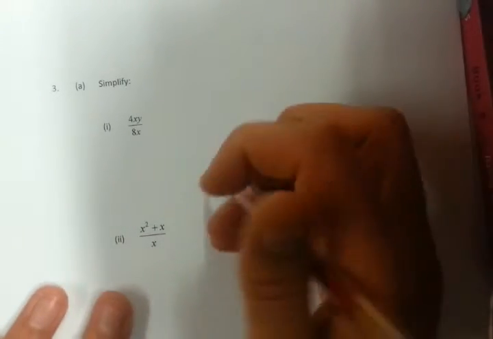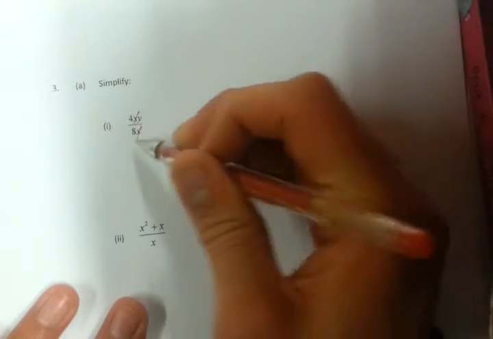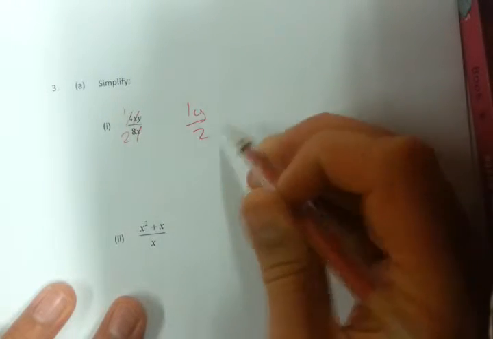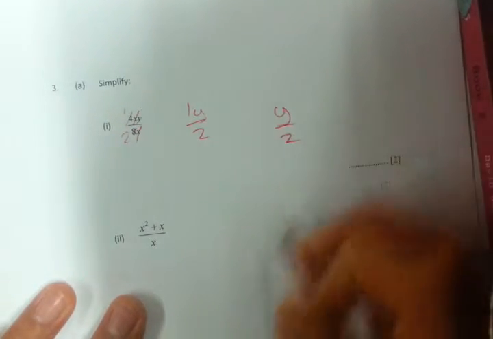Next one. Simplify. It's all factorized, so we can cancel. The x's go. 4 over 8 leaves you 1 over 2. And so we've got 1y over 2, but you can't write 1y. It's just y over 2.